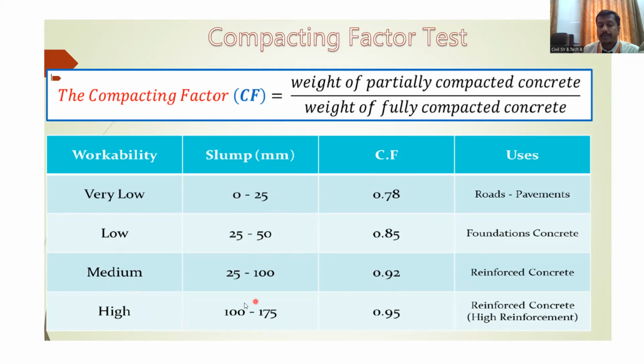And highly workable concrete: the slump value will be in the range of 100 to 175 mm. The compaction factor will be more than 0.95. And where you are going to use such highly workable concrete, the best suitable position is nothing but heavily reinforced sections.